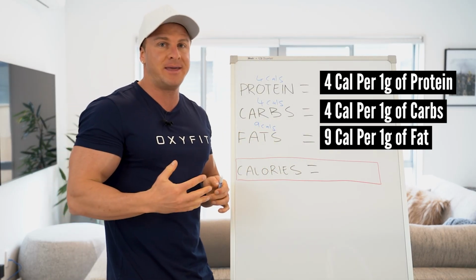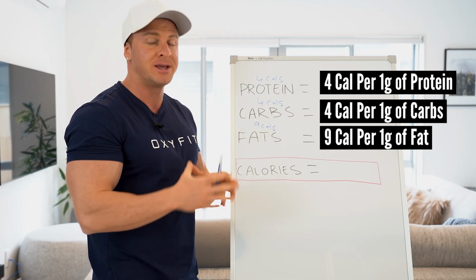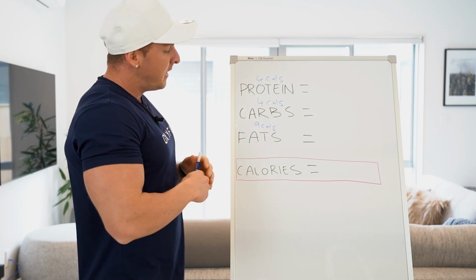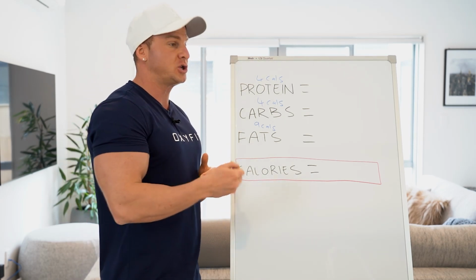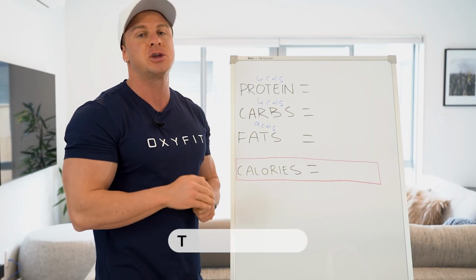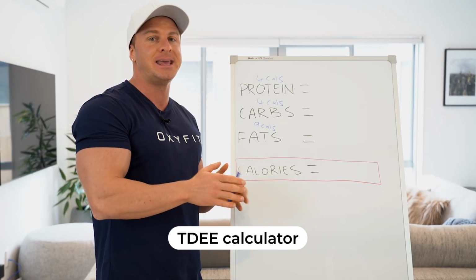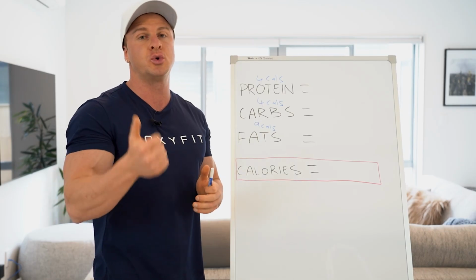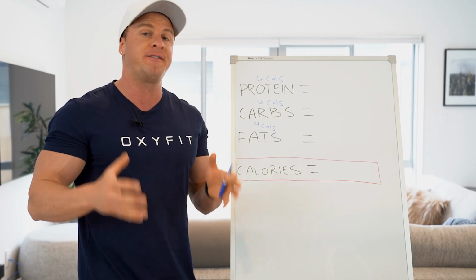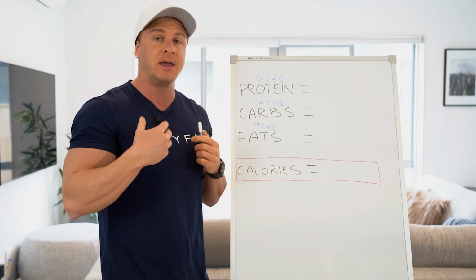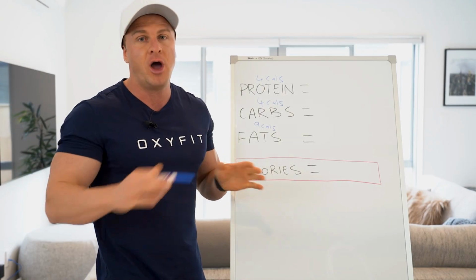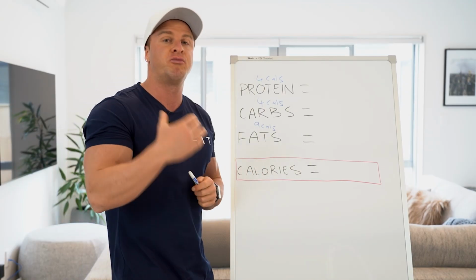Once you understand that, you can calculate your macros once you have determined how much calories you need. First, we need to work out how much calories we need. An easy way to do that is to go to Google and type in TDEE calculator, which stands for Total Daily Energy Expenditure calculator. It's a rough estimation of how many calories you burn on a daily basis. It'll never be 100% accurate as everyone's different, but it's a rough guideline.